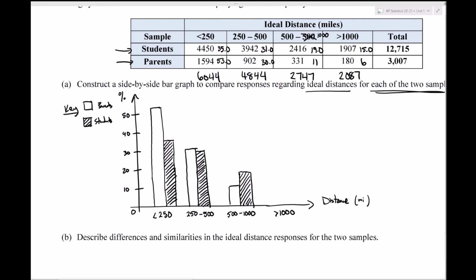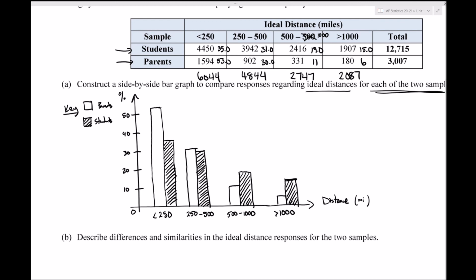Greater than 1,000. 6 on the left, 15 on the right. So 6, less than 10. 15, which is between 10 and 20, which I didn't draw any grid lines, and I'm just eyeballing that to the best of my ability. And there we are.